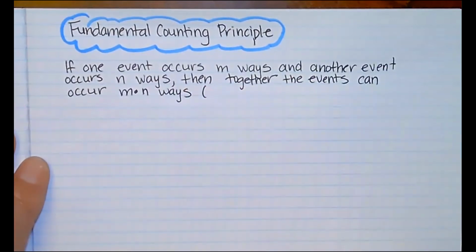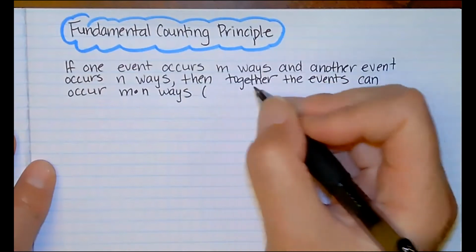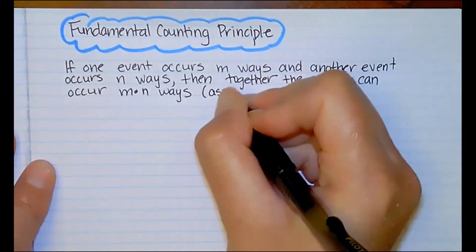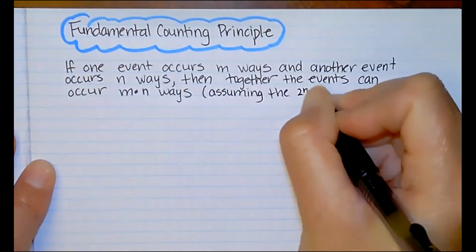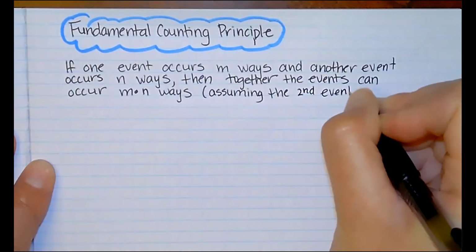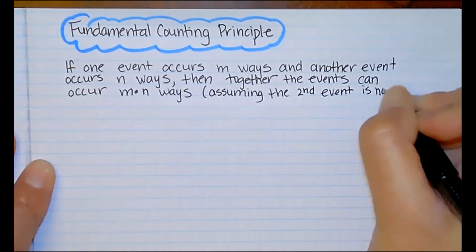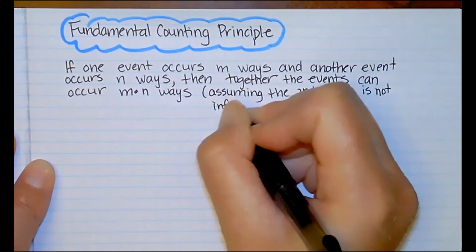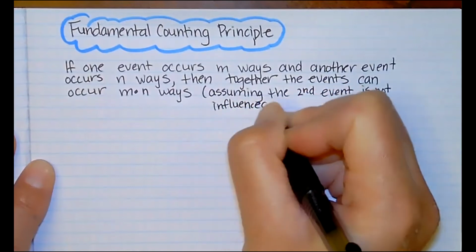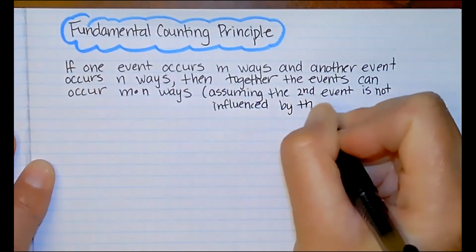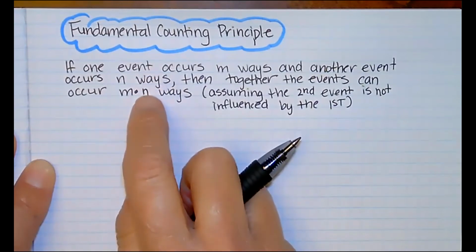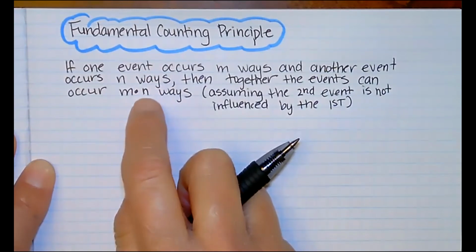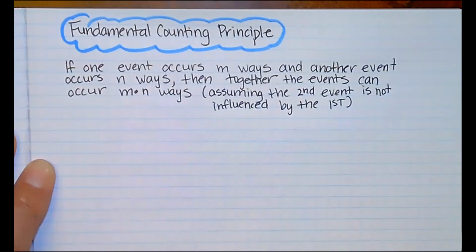And I'm going to put here, assuming the second event is not influenced by the first. And if it is influenced by the first, then instead of this being n ways, this number might change. And we'll see that in some of our examples.